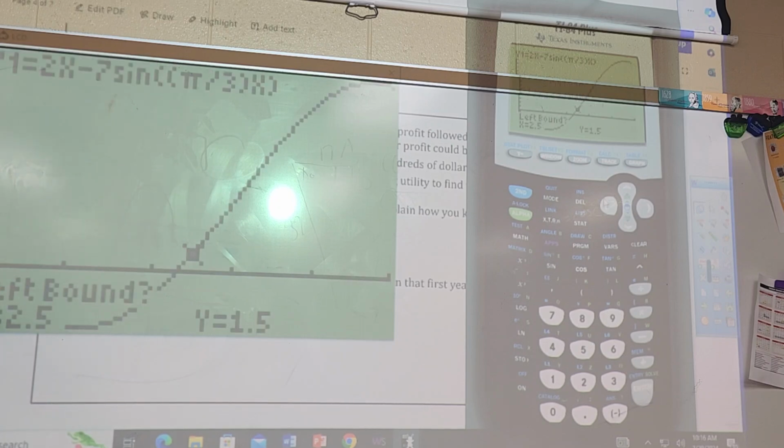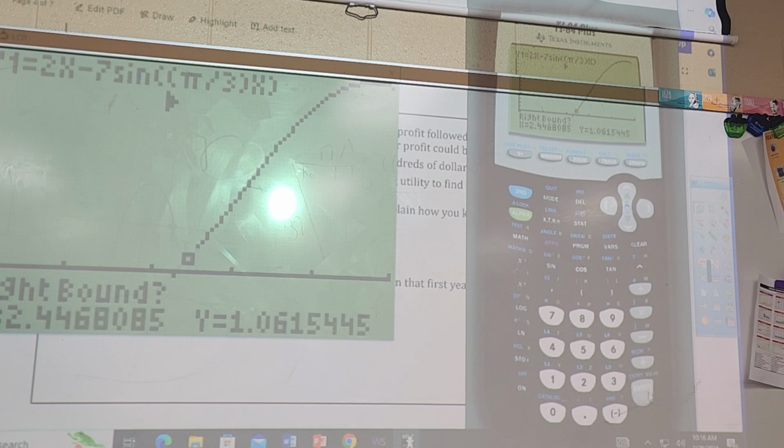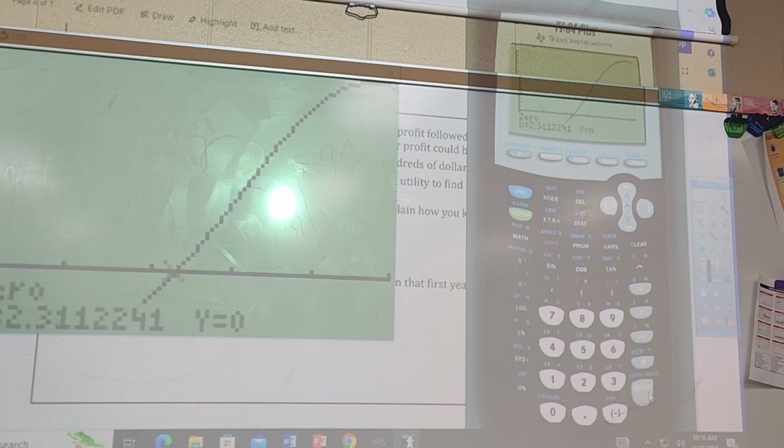And remember, left bound, you go to the left of your zero. Right bound, you go to the right of it. Then you hit enter. Enter. I got 2.3. So what month would that be in? January would be month. February's month. So in what month will it become positive? 2.3.